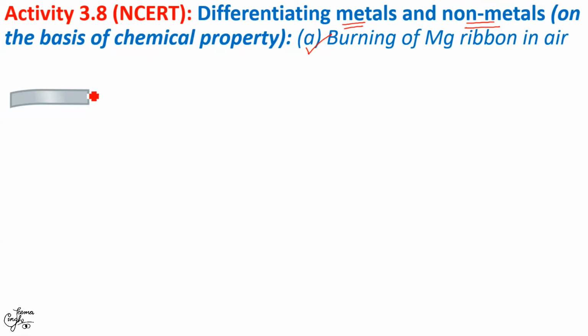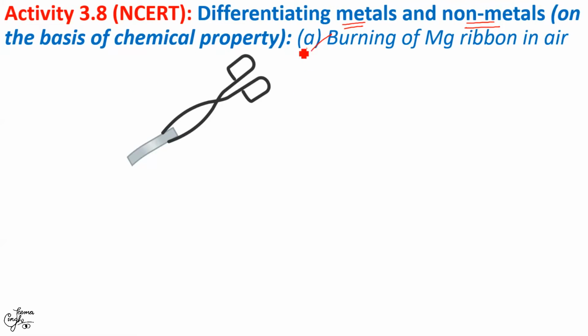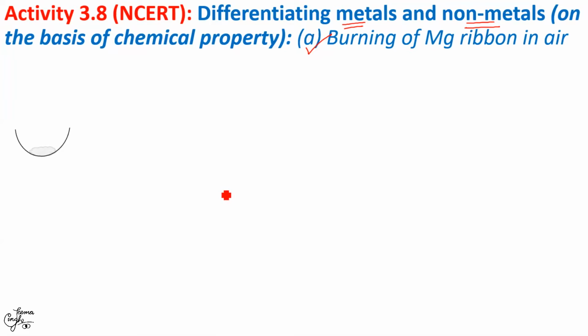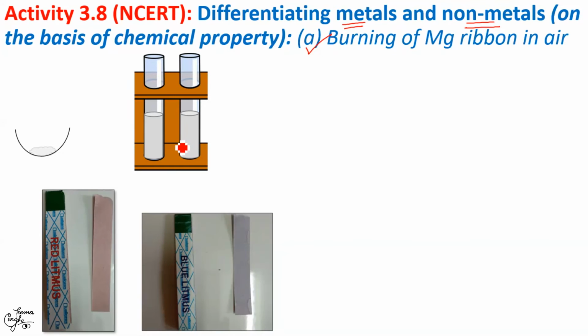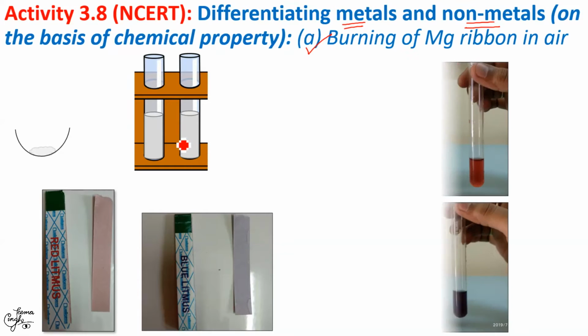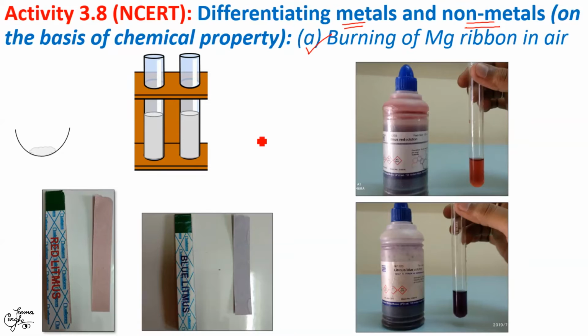Thereafter, holding it with a pair of tongs, we'll burn this ribbon in the flame of a Bunsen burner. The white powder that is formed on burning is collected in a watch glass or a china dish and subsequently dissolved in water by stirring. The resultant solution is tested with red and blue litmus papers. You can also take litmus solutions.